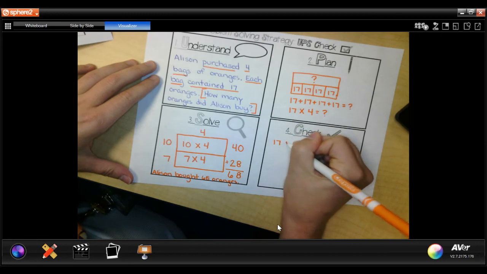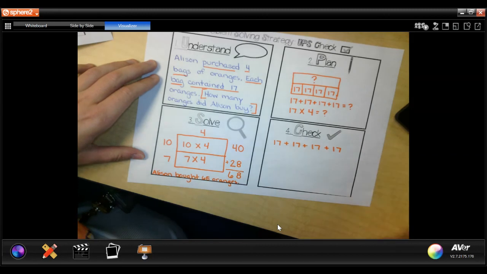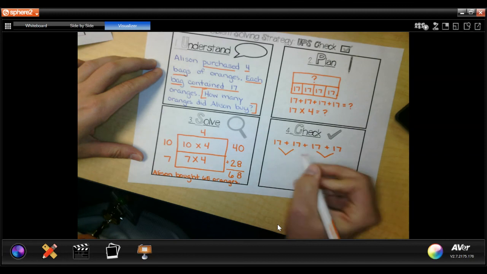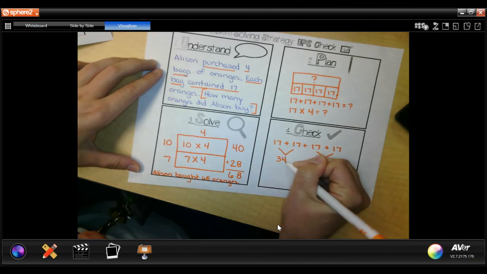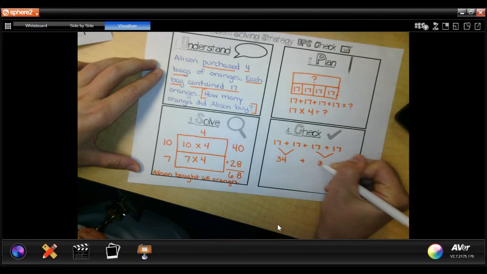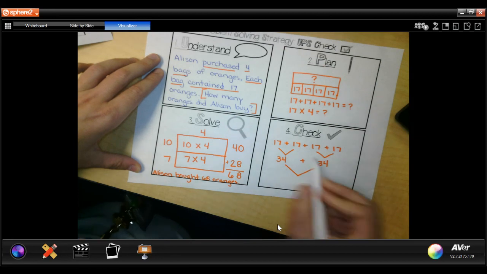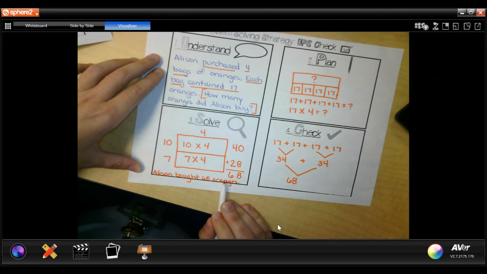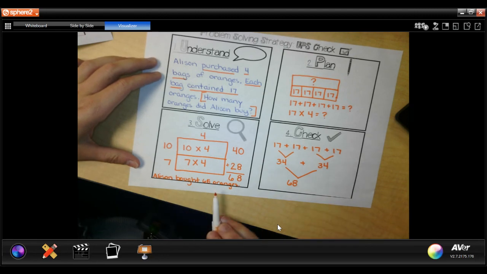So I can go 17 plus 17 plus 17 plus 17. Well, I already am pretty good at doubling. So the first thing is I'm going to double each of these. I know that 17 and 17 make 34 because I just doubled 17. But look, I can double again. 34 and 34 make 68. Does my answer match where I solved? Yes, it does. Therefore, I can conclude I think my answer is Allison bought 68 oranges.